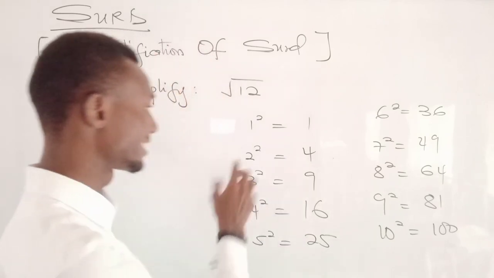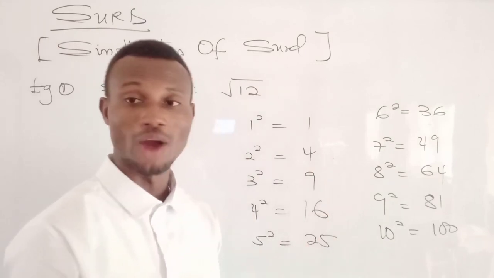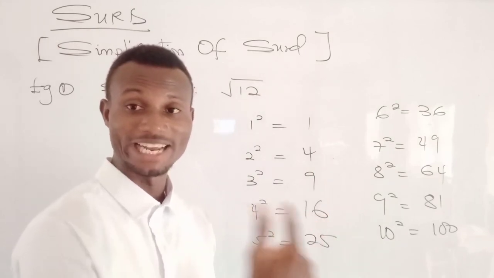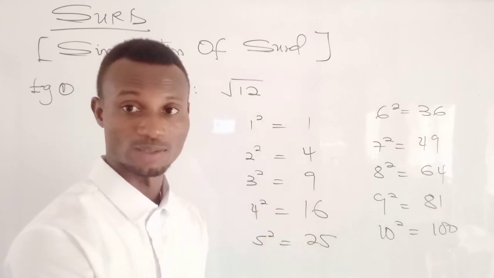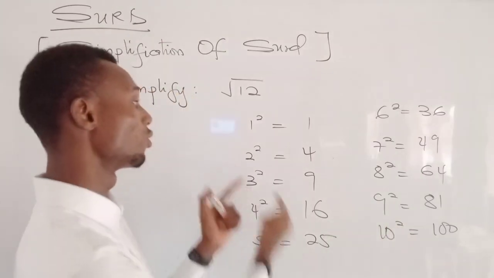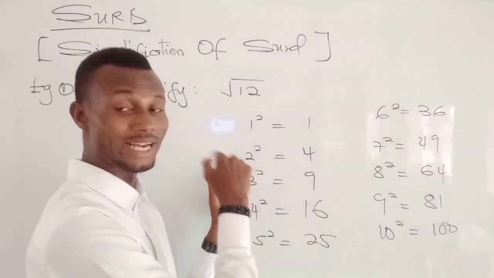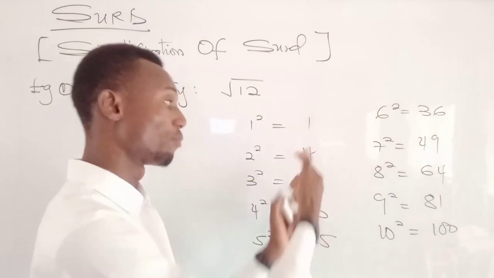So it can be negative 1 squared. Negative 1 squared means negative 1 is multiplying itself 2 times: negative 1 times negative 1. When negative and negative multiply, it becomes positive, so it gives me positive 1. Again, this 2 also can be negative 2 squared, and negative 2 squared will give me positive 4.